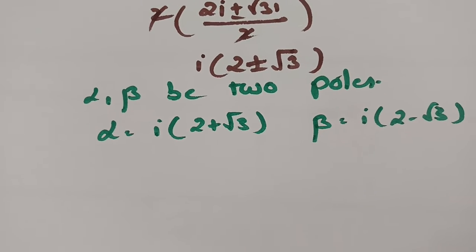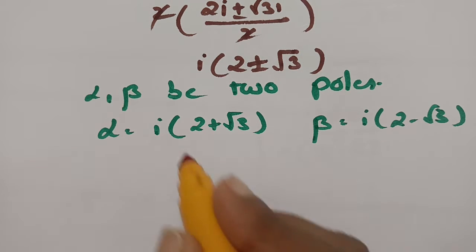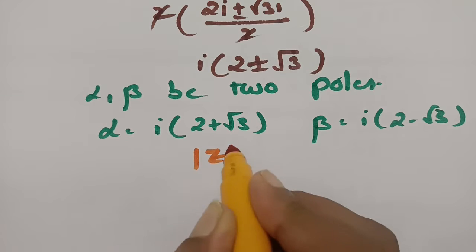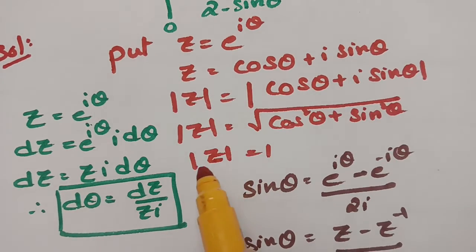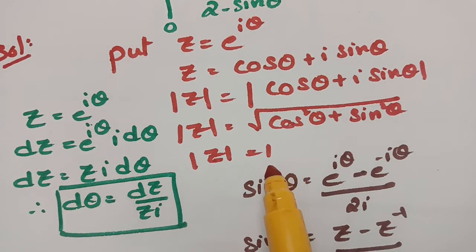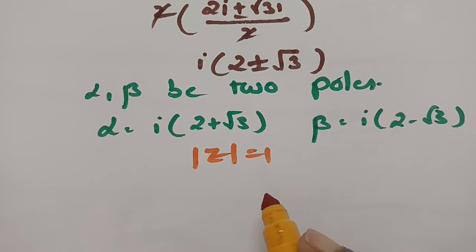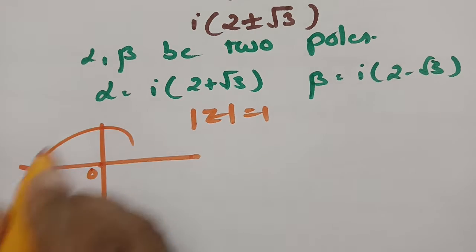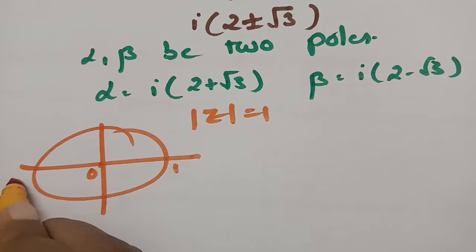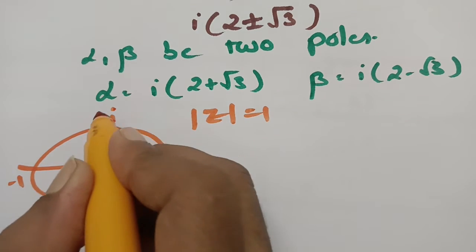So if you observe properly, we have a circle. It is a unit circle, that is mod z is equal to 1. So if you see here, clearly our contour is a circle with center 0 and radius 1. Mod z is equal to 1. So this is the circle, with 0 at the center, this is minus 1, this is plus 1, this is minus i, and this value is plus i.